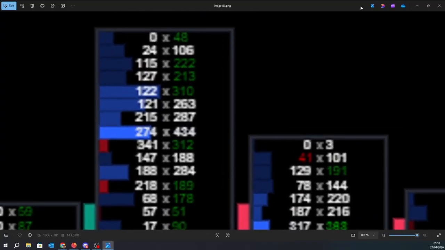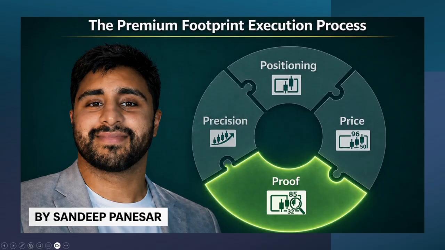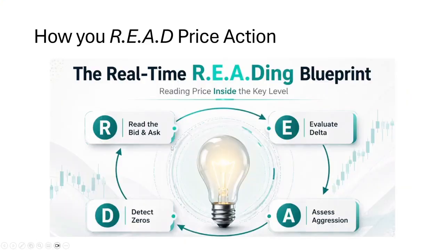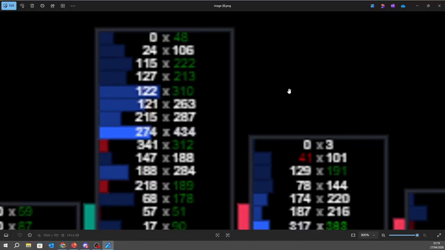So let's bring our Reed framework back. For those who don't remember the Reed framework, let me just bring it back for you. So the Reed framework was this. So price, proof, here we go. So read the bid and ask, evaluate the delta. So right now we're evaluating the delta and we're going to assess the aggression. So E and A.